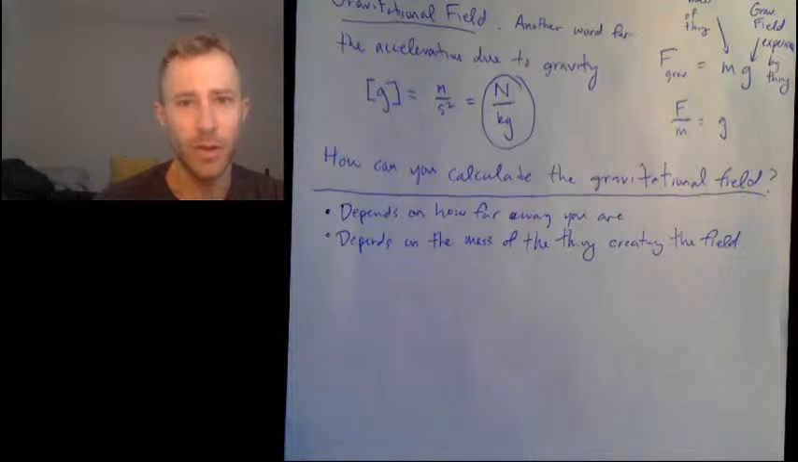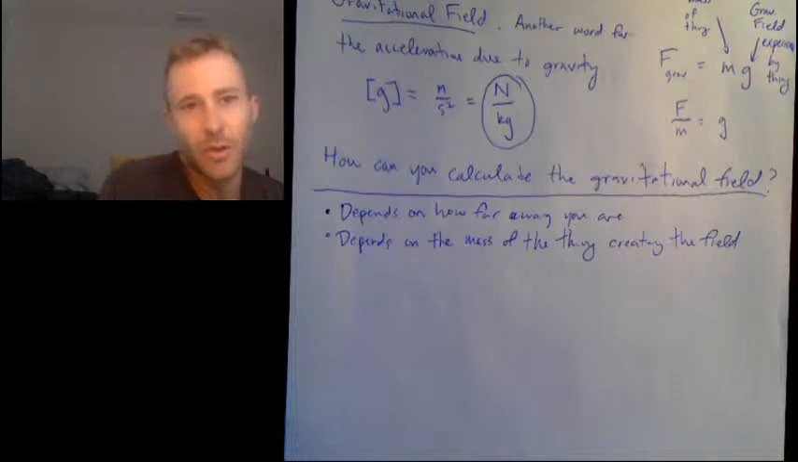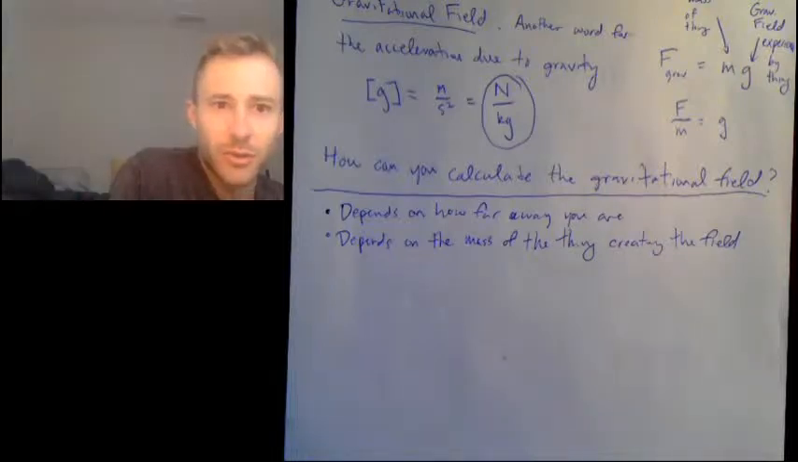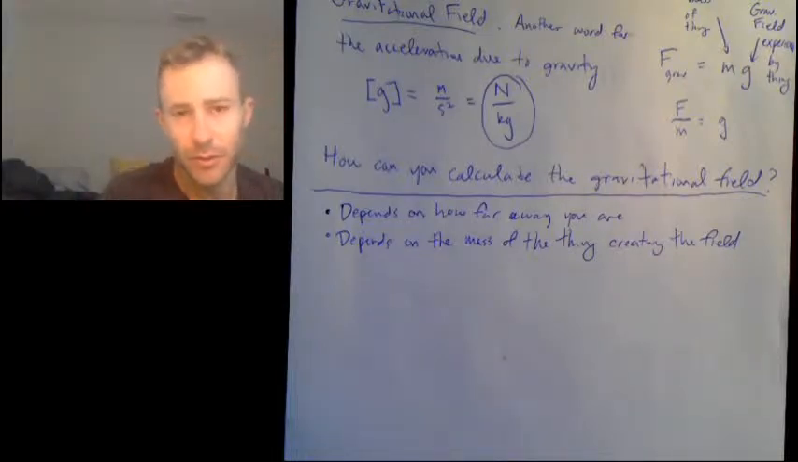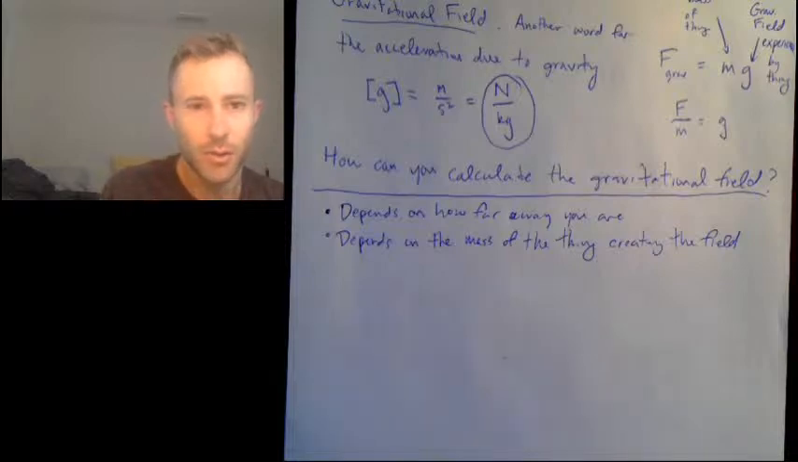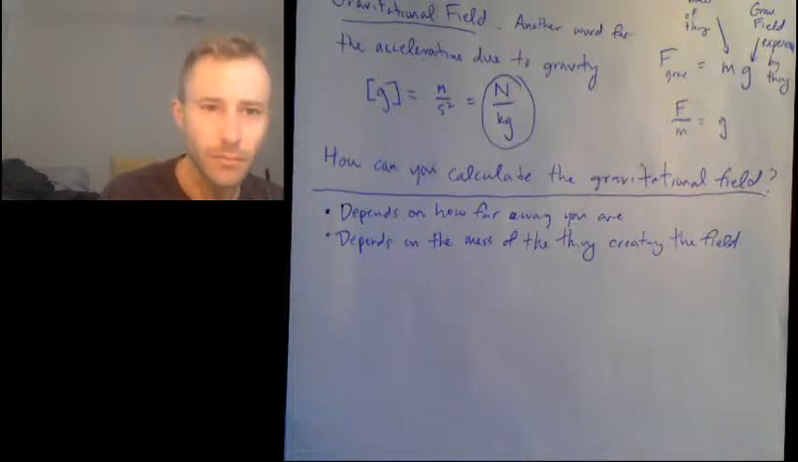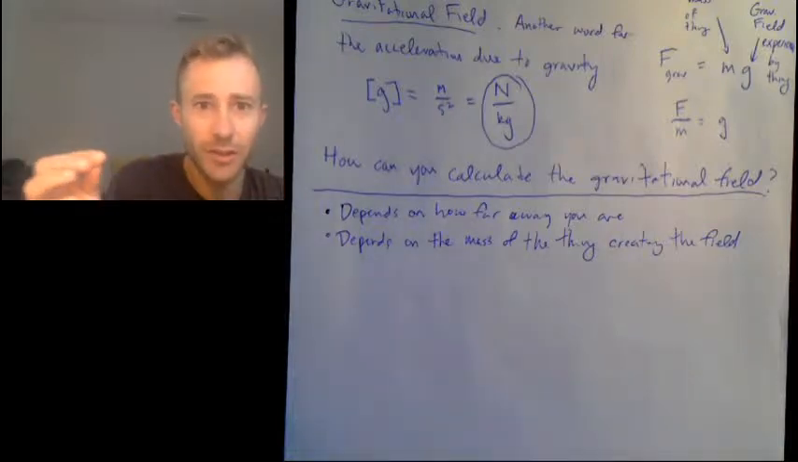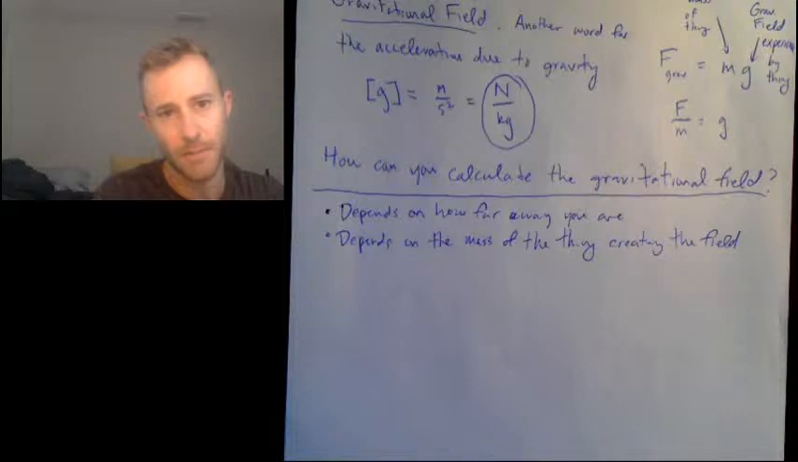So if you wanted to experience the greatest possible gravitational field, you would go as close as possible to a really massive object. This is why things like black holes have the largest gravitational fields, because they're extremely massive and they're very small, so you can get really close to them. Okay.